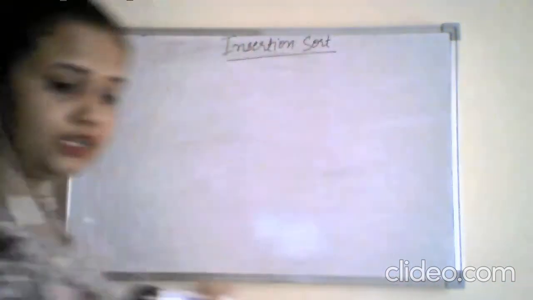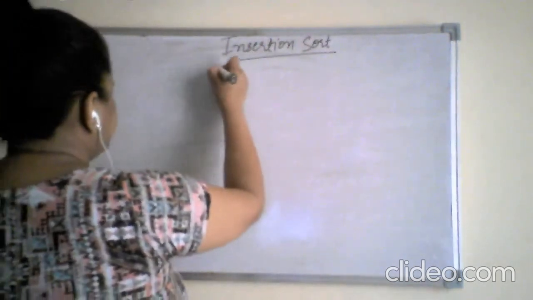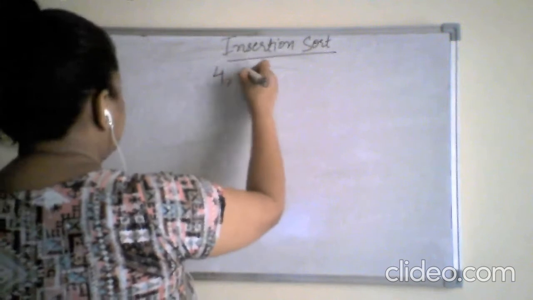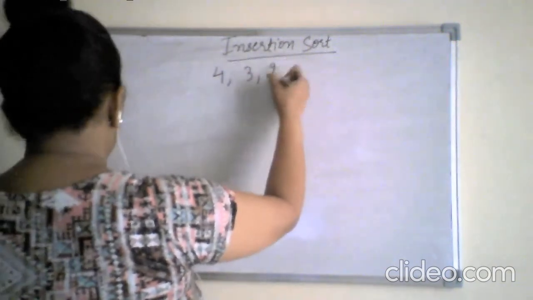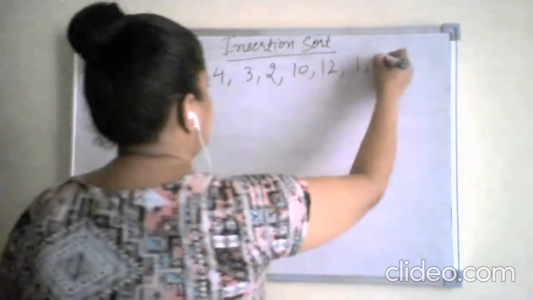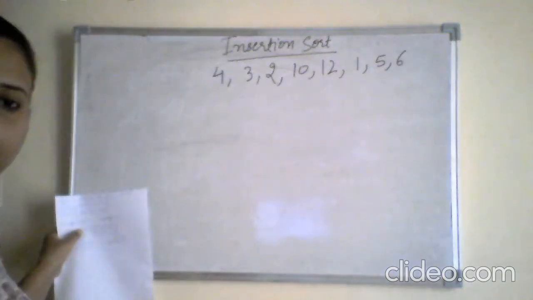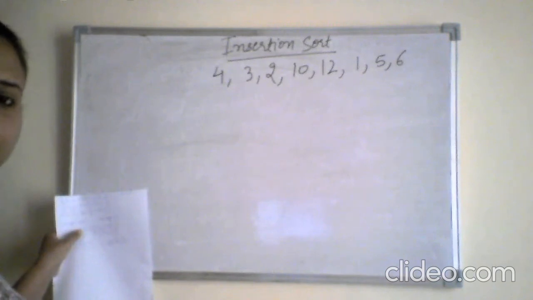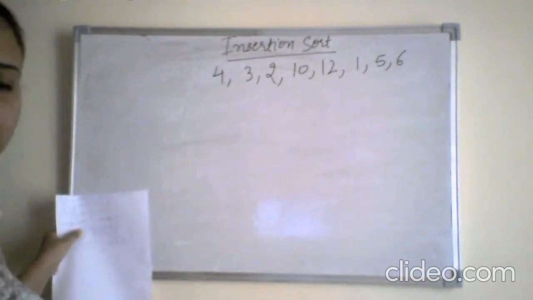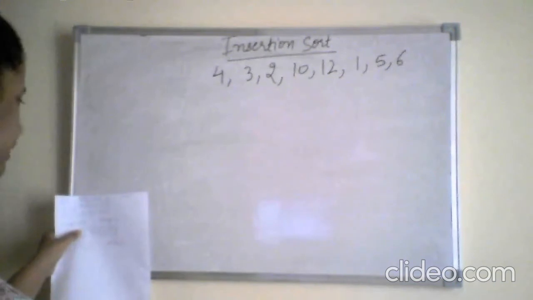For understanding it better, I will give you one example. Assume the data set I have is 4, 3, 2, 10, 12, 1, 5, 6. This is the data set available to me, and I will be using the insertion sort technique for sorting out my data. You need to be very careful when you use insertion sort. I will tell you how we will be doing it.